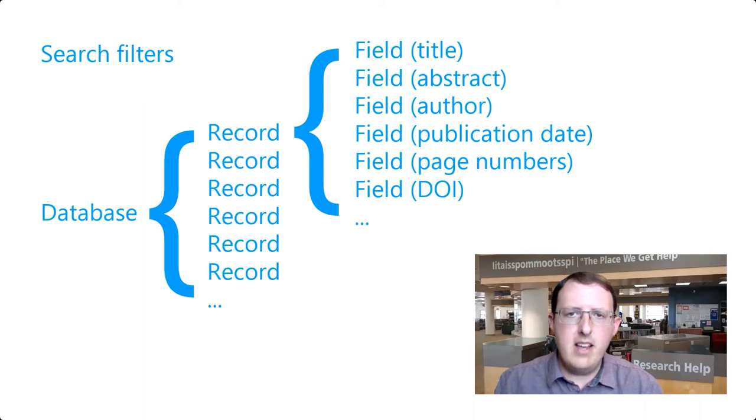In this video, we'll look at search filters and how to use them effectively. In another video, we talk about fields in a record and how we can use search fields to have greater control over where in the records we are searching. Search filters, or search limiters, can be used to refine search results based on limits placed on these particular fields.